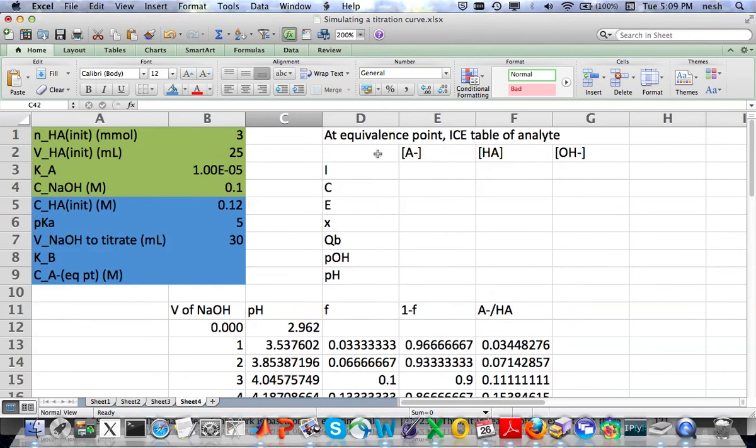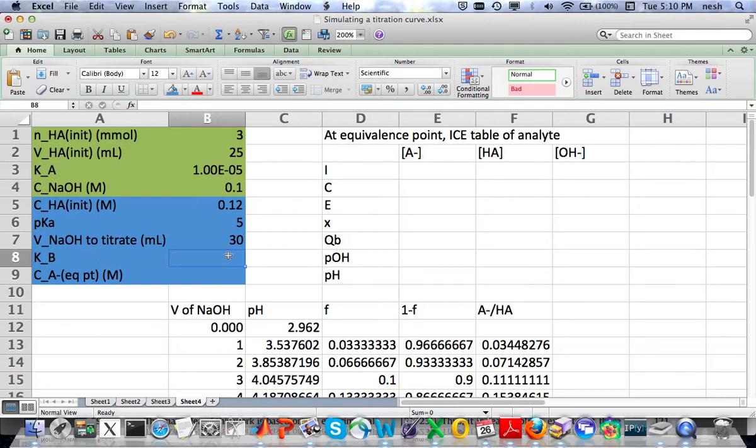Well, I've set up an ICE table now for the analyte at the last bit of this, and as you can see, I've got A minus. We've got mostly A minus now. That's the predominant form, but it will undergo a little bit of association to produce HA and OH minus. So that's what we're going to try to pick up. In order to do this, I'll need a few extra numbers.